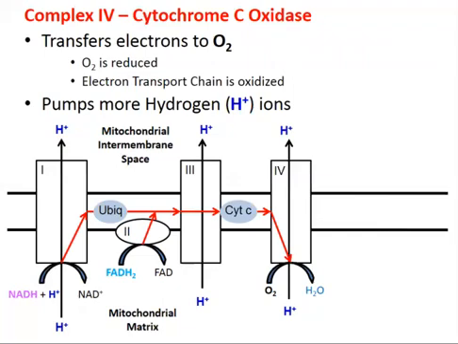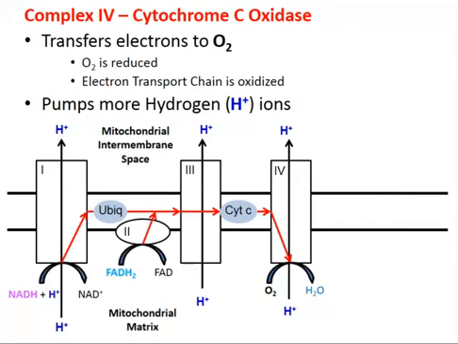So if we want to continue electron transfer, continue pumping of hydrogen ions, continue ATP production, we have to remove electrons from the electron transport chain. And this is what oxygen does here. It accepts the electrons from complex 4. It becomes reduced to make water, and that allows the electron transport chain to become oxidized and be ready to accept more electrons from NADH and FADH2.